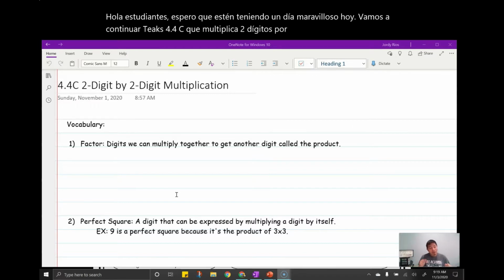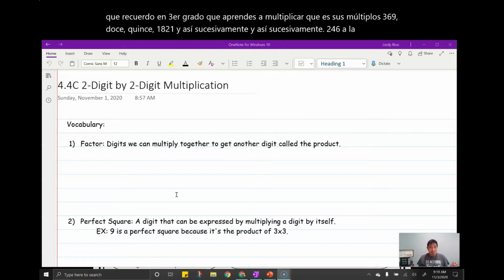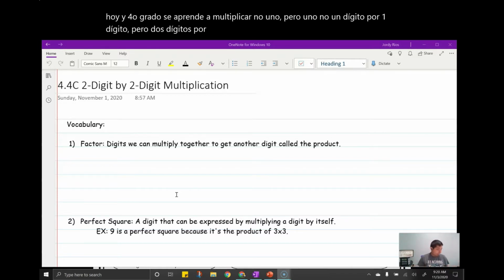Today we're going to continue TEKS 4.4c, which is multiplying 2 digits by 2 digits, okay? So remember, in 3rd grade you learned how to multiply, which is your multiples: 3, 6, 9, 12, 15, 18, 21, and so on, 2, 4, 6, right? But today in 4th grade you learn how to multiply not one digit by one digit, but 2 digits by 2 digits, okay? So you're going to be learning how to multiply big numbers. Let's get started with some vocabulary.